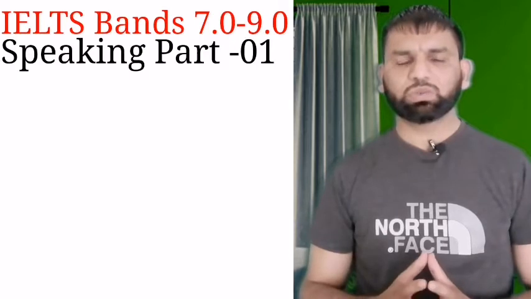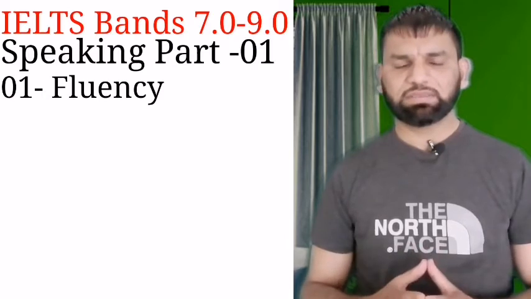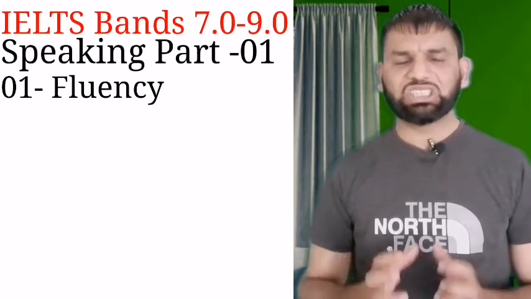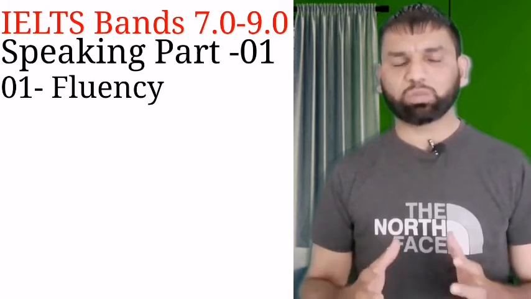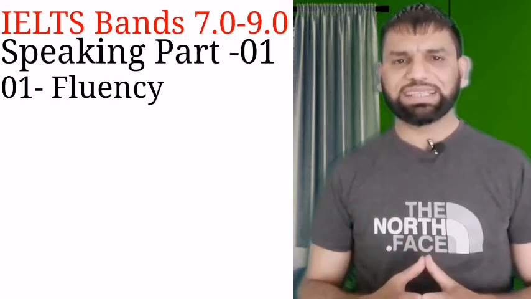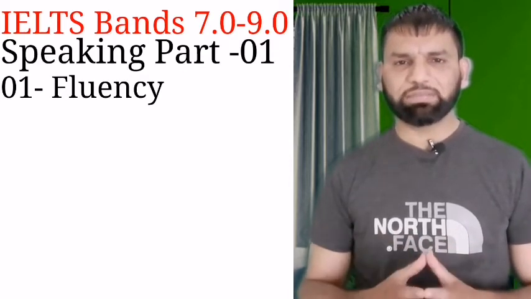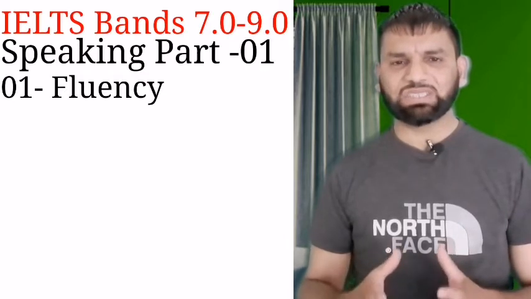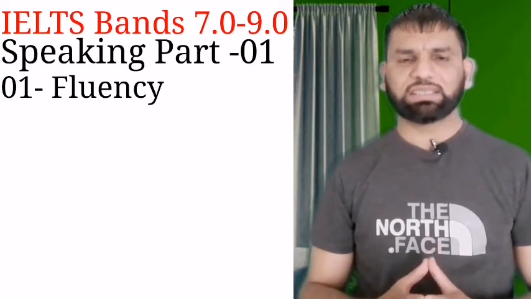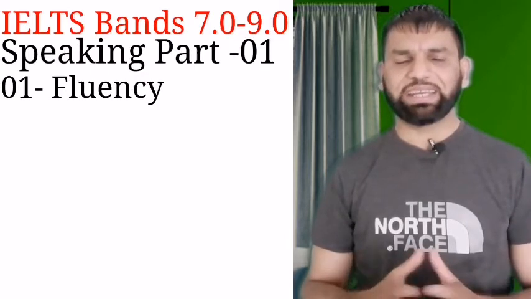Whereas the students who take 7 to 9 bands speak fluently. They speak with the examiner like a friend, sitting in a hotel and gossiping with each other. They give the feeling to the examiner that they are very happy and comfortable while taking the IELTS speaking test. In Part 1, the students who take 7 to 9 bands answer the questions directly.